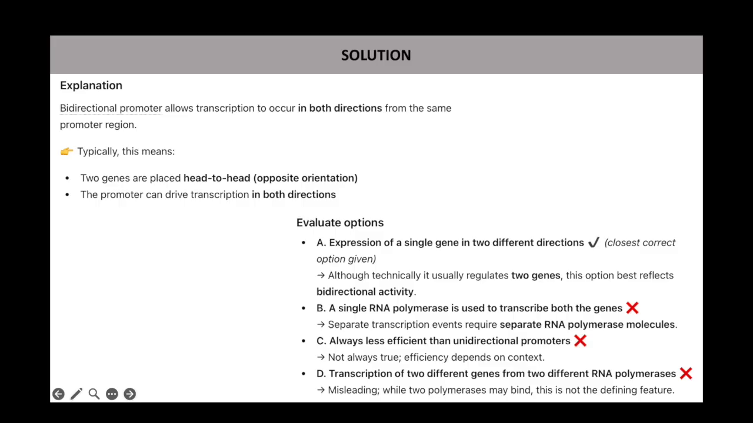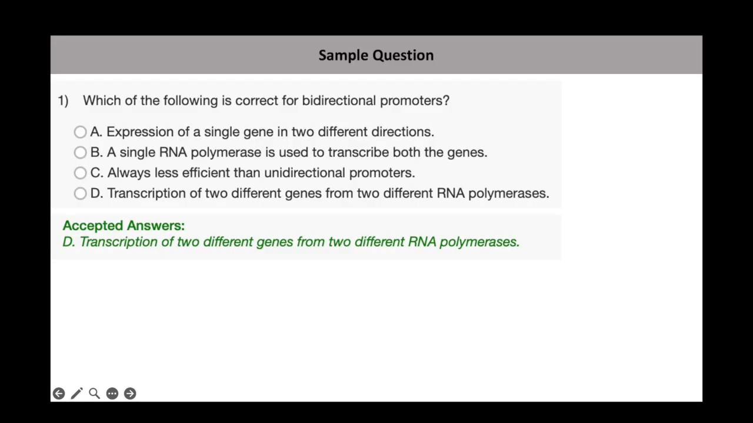The transcription of two different genes from two different polymerases, as we just understood from our figure: if this is our promoter and we have one gene in this direction and the other gene in this direction, then option D is saying transcription of two different genes. If this is our gene 1 and this is our gene 2, then one RNA polymerase is recruited here and one RNA polymerase here. So this transcription will be in this direction and this transcription in this direction. So transcription of two different genes from two different polymerases is correct for bidirectional promoters. I hope this question was clear.